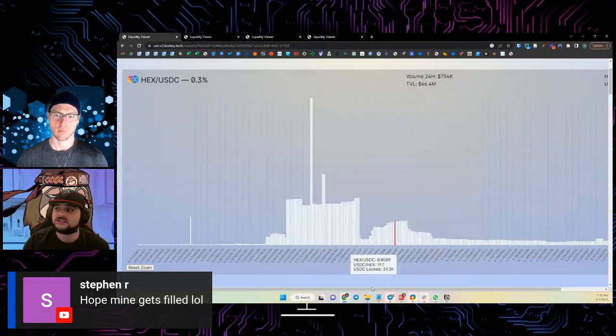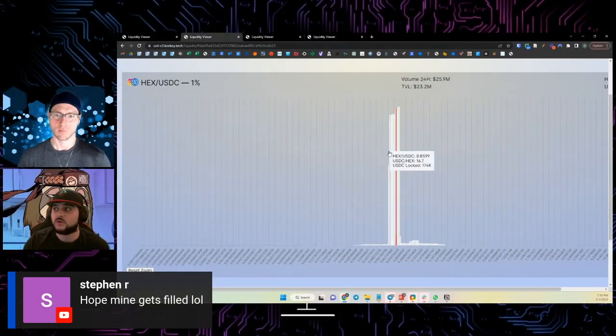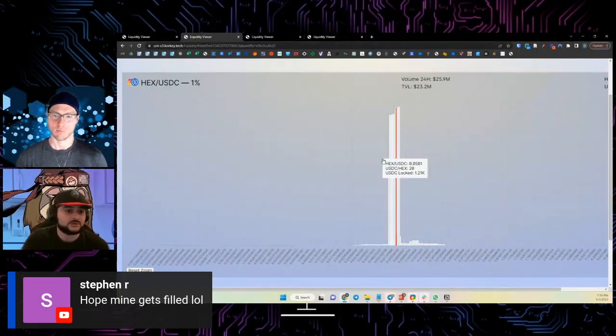So this pool makes it look like we don't have much liquidity in the USDC pair, but if you take into account the 1% pool, we actually have a lot of liquidity in this area supporting price, allowing people to accumulate at these levels.